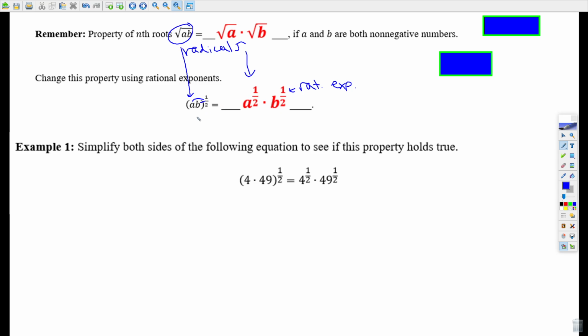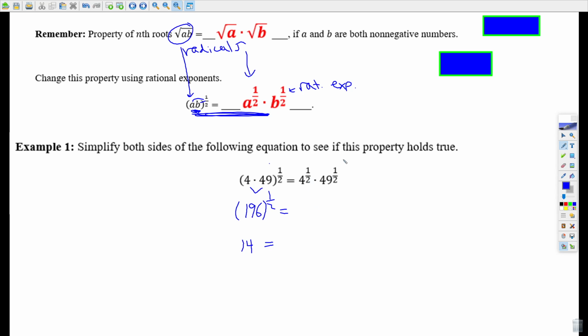So, for example, we're going to try this property out, see what it's like, and how it works. We're going to simplify both sides of the following equation to see if this property holds true. So on the left-hand side, we have 4 times 49 raised to the 1/2 power. So first, we're going to do the left-hand side over here where we multiply the numbers together. So let's do 4 times 49. And that would give you 196 to the 1/2 power. This side you could also do. I'm just going to stick with the left-hand side for right now. Now, 196 to the 1/2 power is the same thing as saying the square root of 196, which happens to be the number 14.